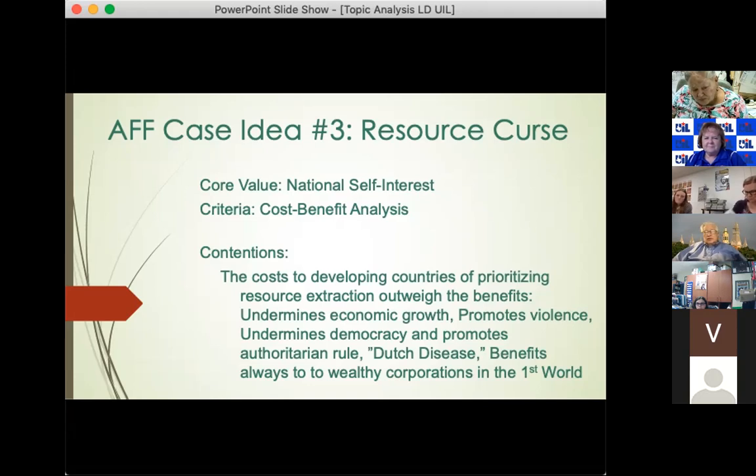So that's kind of an interesting argument, and one that if you do quite a bit of research on Dutch disease, it's kind of an interesting little window into this topic.